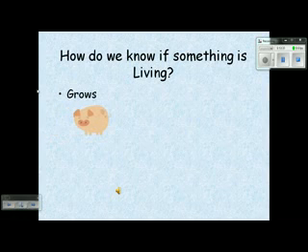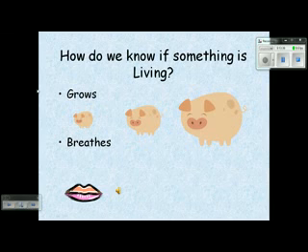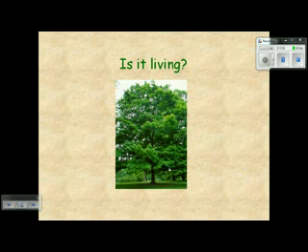It grows. Can you see the bigs? It's growing and also breathes. Let's hear about it. Can you hear? When you breathe, you make that sound, right? Very good. So what is this? It's a tree. Is it living or non-living? A tree can grow, yes, needs food and air, so it's living.